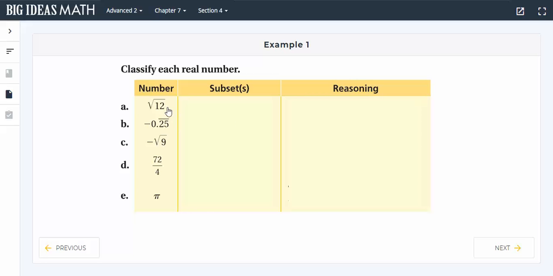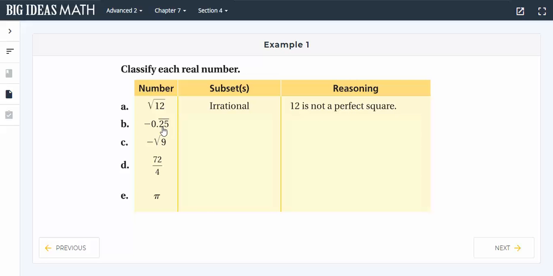So the square root of 12. Is 12 a perfect square? That's what we need to ask ourselves first. Is 12 a perfect square? It is not, which means that by definition from our examples of what is irrational, this is an irrational number. This answer would be irrational because we're not taking the square root of a perfect square. If it was the square root of a perfect square, the answer would be rational. It could be written as a ratio of two numbers. The reasoning: 12 is not a perfect square.